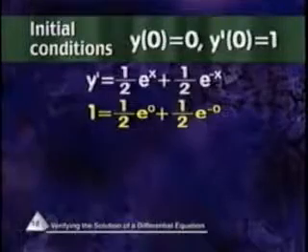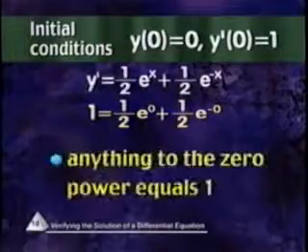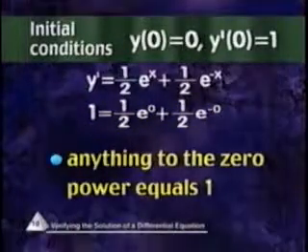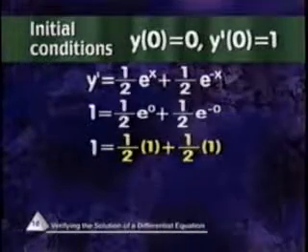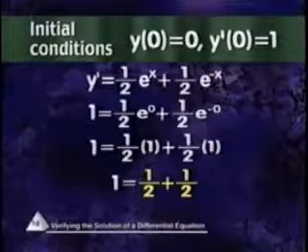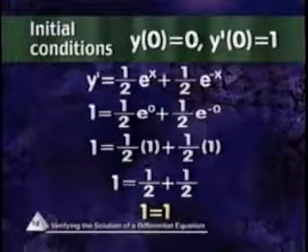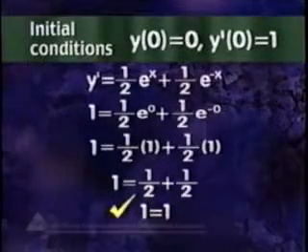e to the negative 0. Again, since anything to the 0 power is equal to 1, this simplifies to 1/2 times 1 plus 1/2 times 1, or just 1/2 plus 1/2, which is 1. 1 equals 1, so this condition is met as well.